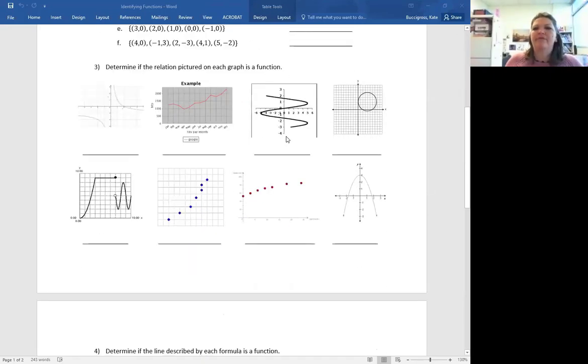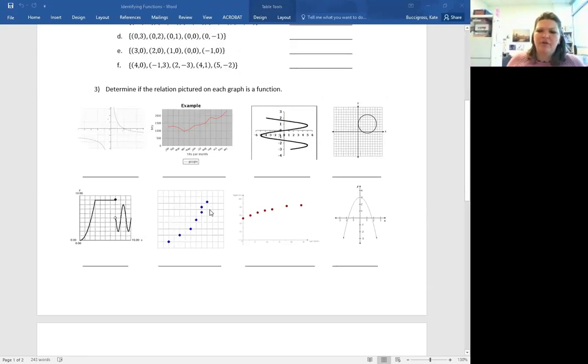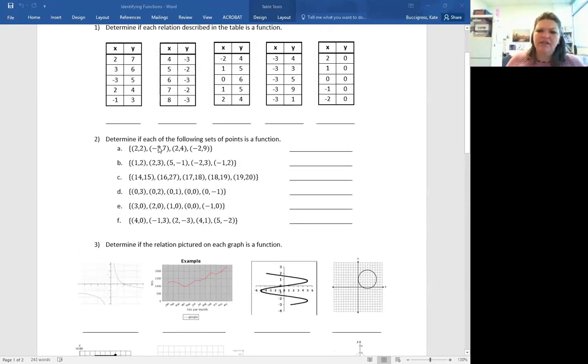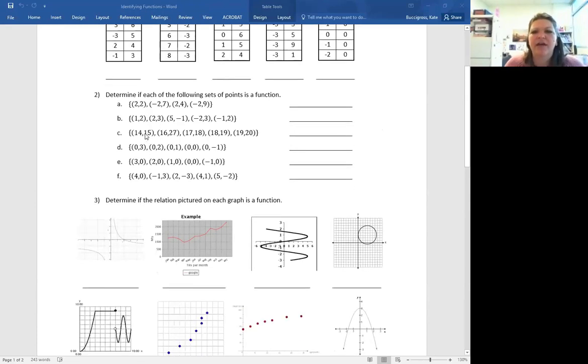Okay, let's look at some graphs. So we said we could see relations on graphs too, which means we could test if a graph was a function. Now the interesting thing about a graph is it's hard to tell the individual x's and y's. Students kind of struggle with that concept. So before we start one of these problems, let's look at 2 of these that you told me were functions and were not functions, and take a look at their graphs, okay?